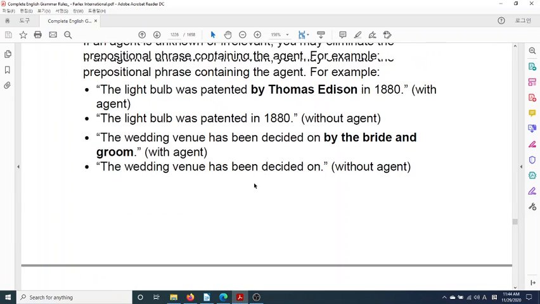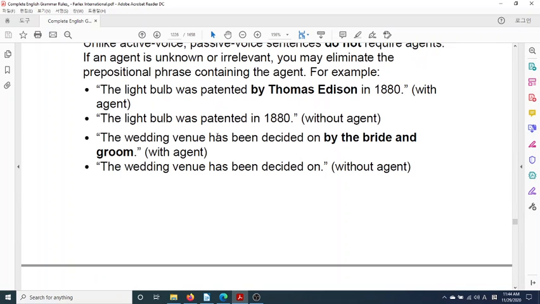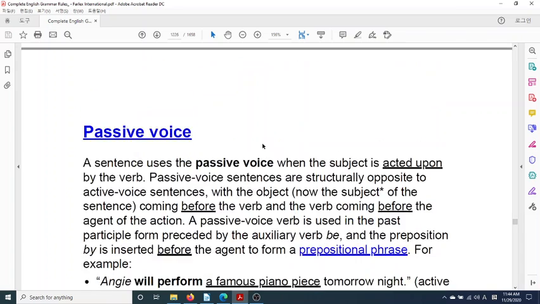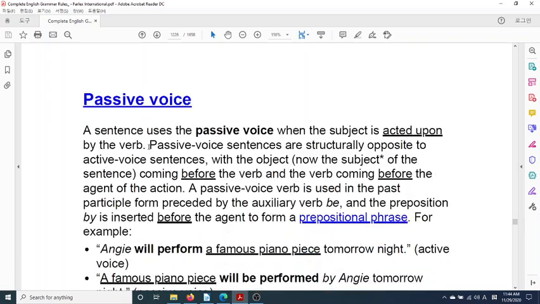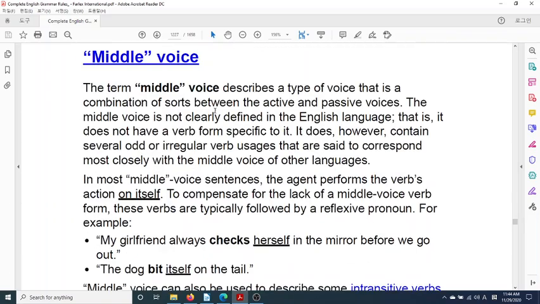Look here at these verb forms. Was patented, has been decided, sang, watching, sings. Middle voice does not have that.